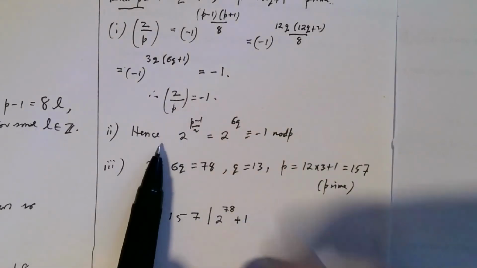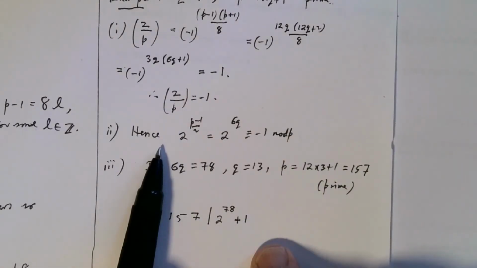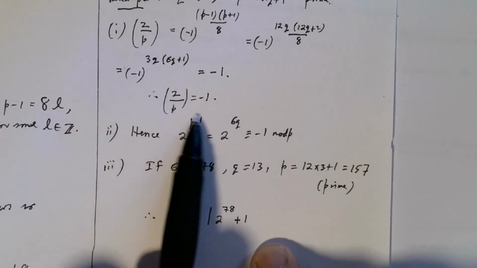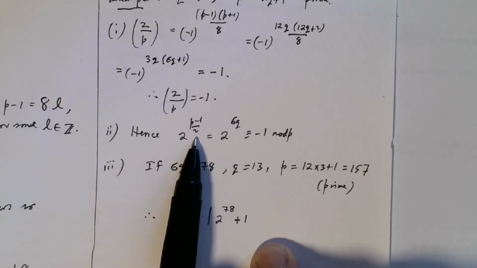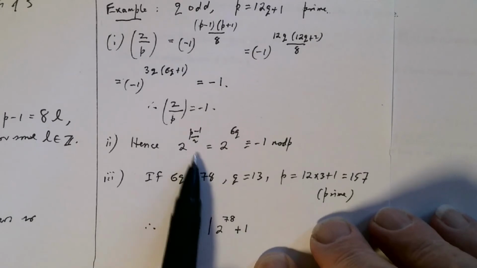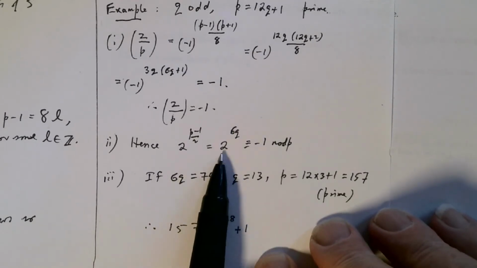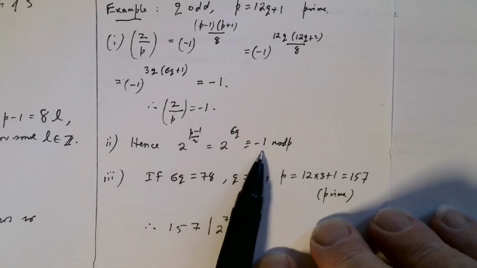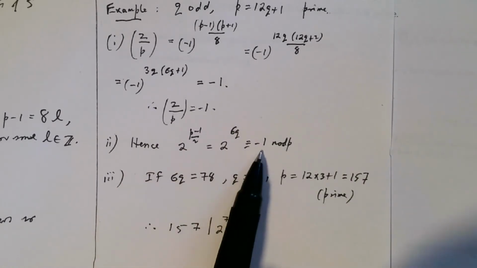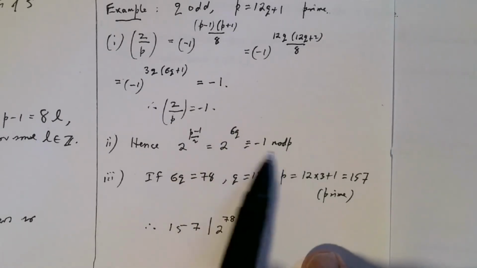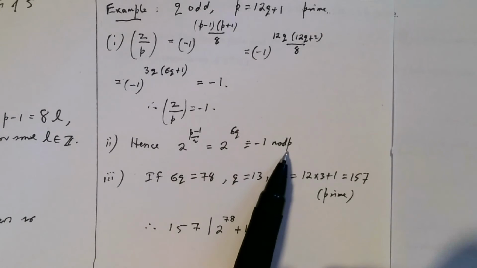Now I can immediately then use Euler's formula. So Euler's formula says that (2 over p) is 2 to the (p minus 1) over 2. And if I plug in that in terms of this q, where p is 12q plus 1, then I get 2 to the 6q, but we worked out what this was before. It was minus 1, and so that one is equal to minus 1. So 2 to the 6q is minus 1 mod p.